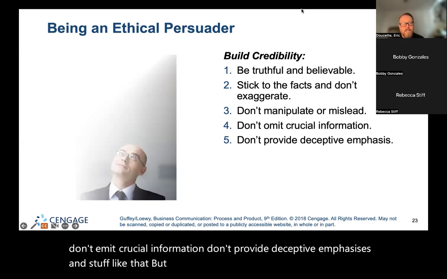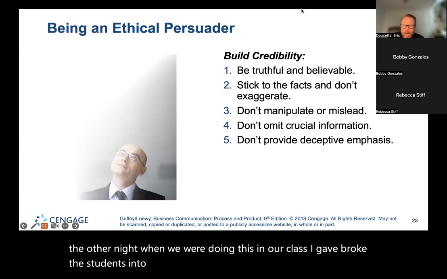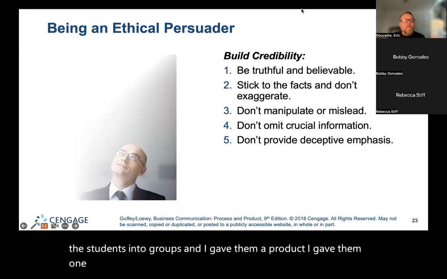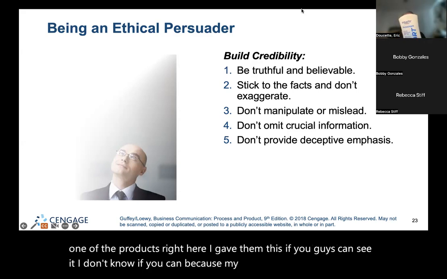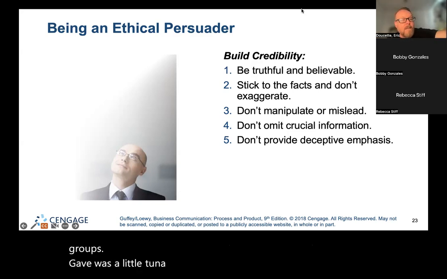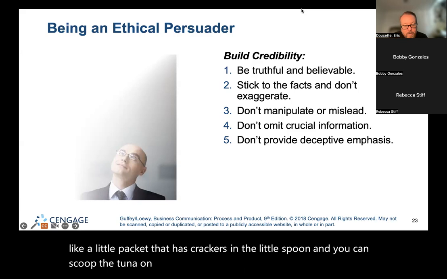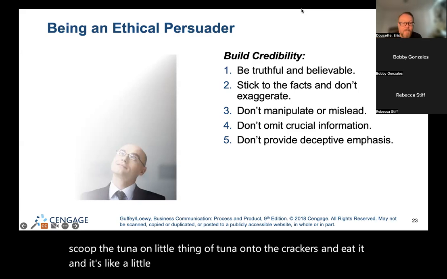But what's funny is you'll see this in advertising. The other night when we were doing this in our class, I broke the students into groups and gave them a product. I gave them some sunscreen, and another group some hair gel. One of the groups I gave a little tuna packet that had crackers in it, with a little spoon, so you can scoop the tuna onto the crackers and eat it. It's like a little snack. Anyway, it says right on there, a great source of protein, right?